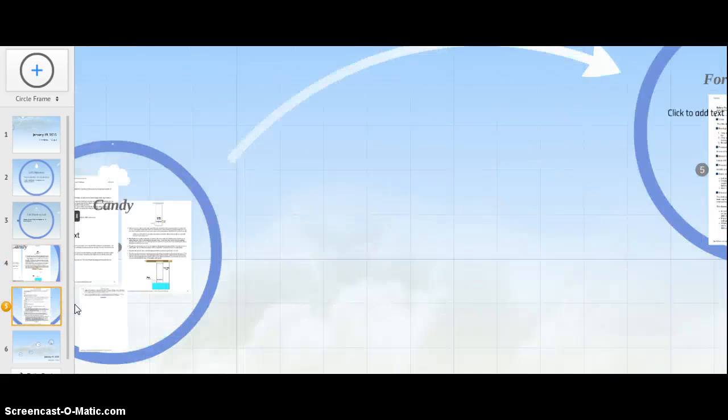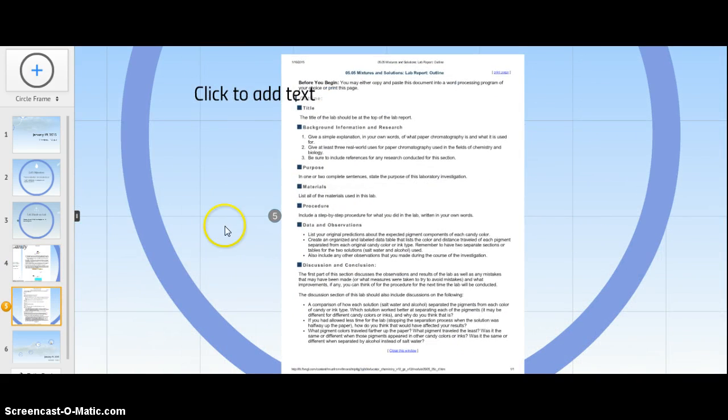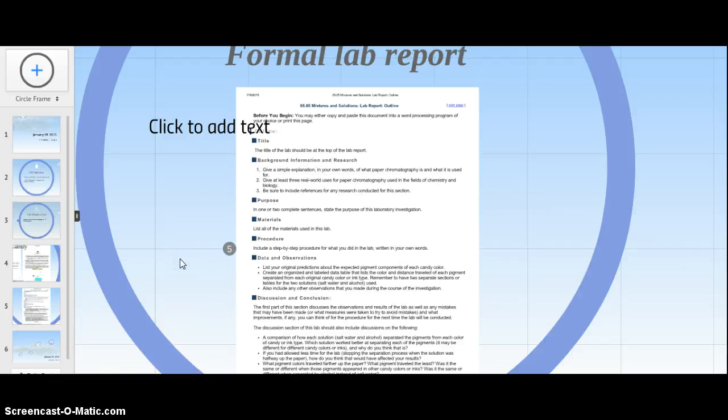Now, here's what you're going to do. You're going to do a formal lab report. This is your first formal lab report. Most of the labs we've done thus far have given you a lab report, and you just get to fill in numbers and maybe do some graphing and things like that. This one, you're actually going to write your own lab report.